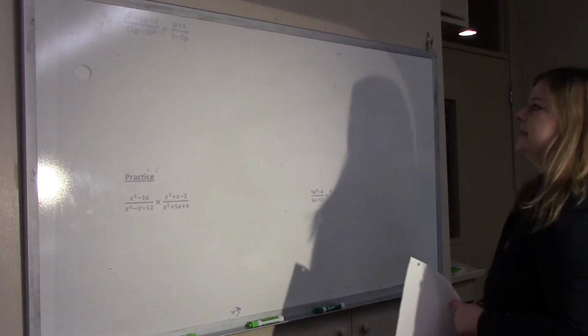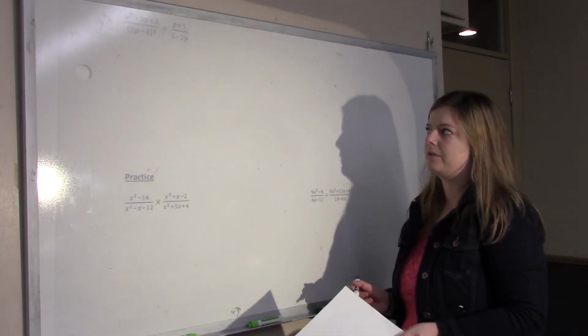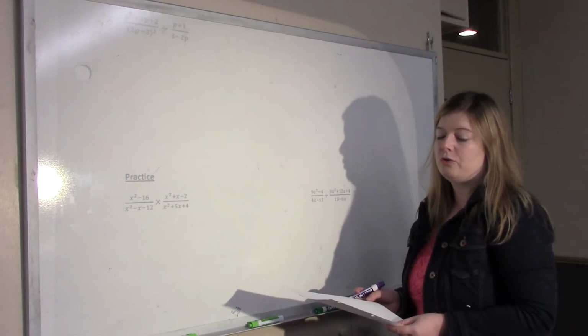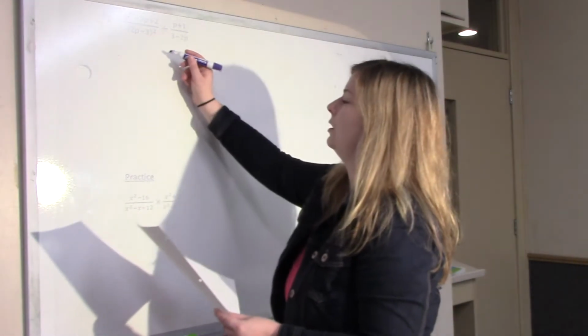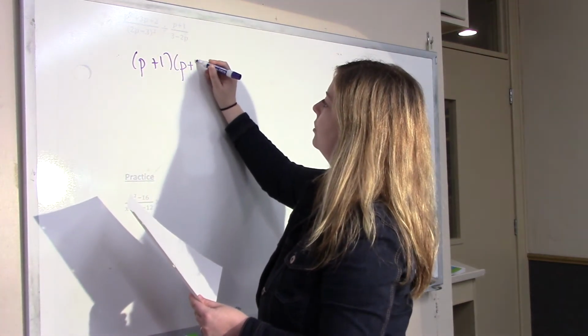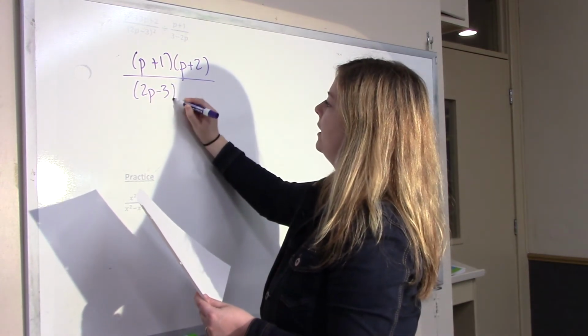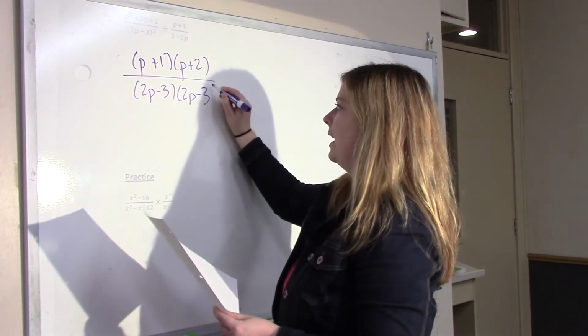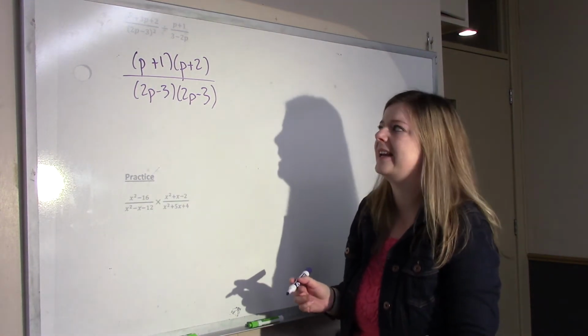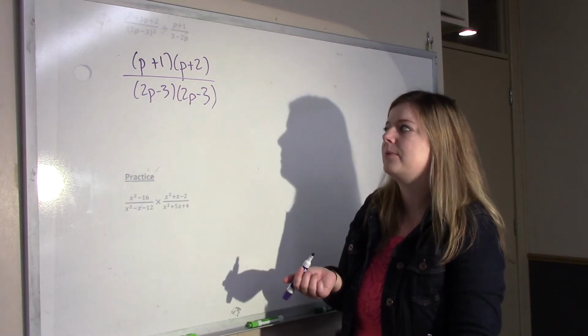Okay, so there's only one variable here, so this hopefully is the easiest one for you. So I hope that you try it on your own and then see if you get it right. So this factors to p plus 1, p plus 2. This I'm going to rewrite as 2p minus 3, 2p minus 3. It just helps me not to make a mistake and accidentally cross off the whole thing when I should have only crossed off one of them. That's why I do that.